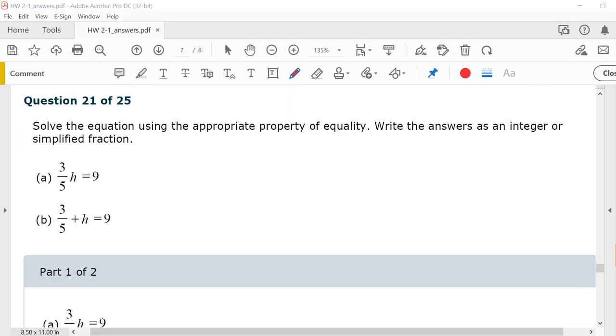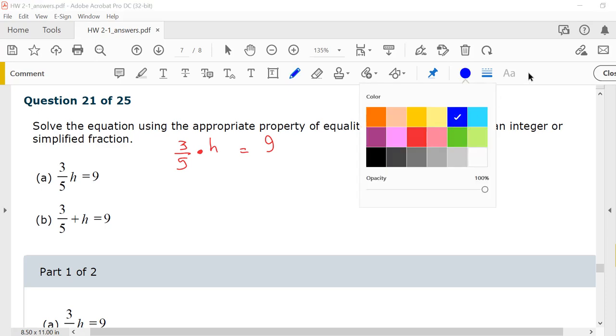Number 21 says to solve the equation using the appropriate property of equality. The more practice. For the first equation, 3 over 5 times h equals 9. I'm going to get rid of the a so I have a little bit more room. Okay, I'm multiplying the h by 3/5. Two ways you can see this. I can either divide both sides by the number 3/5, or I can multiply both sides by the number 5/3. It's whatever you want to do.